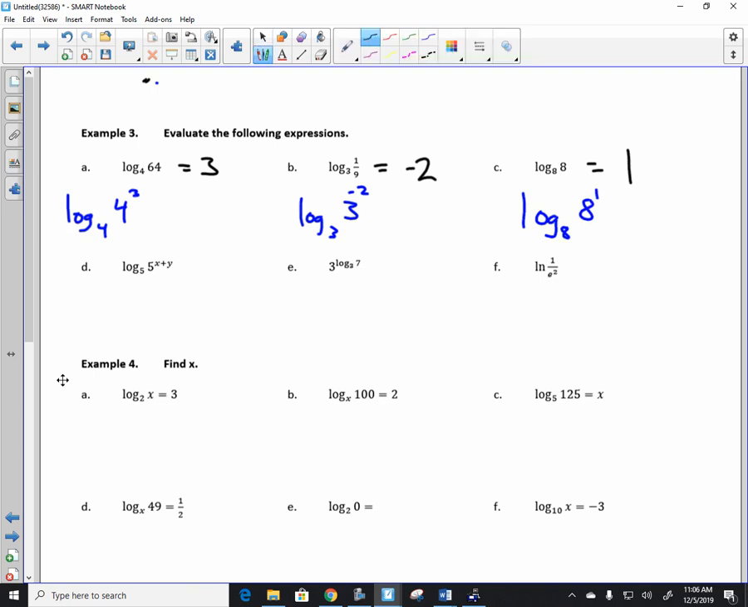I have log base 4 of 4 to the 3rd. What happens is these cancel out, and I'm given 3. That's the answer. Log base 3 of 3 to the -2. Those cancel out. I have -2. Log base 8 of 8 to the 1, cancel out. I'm given 1.